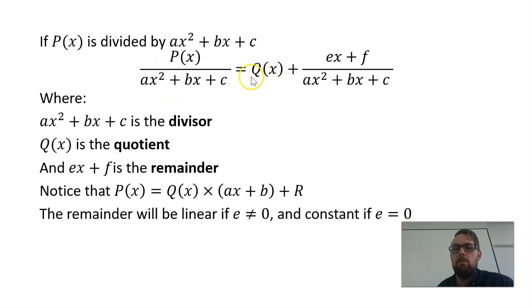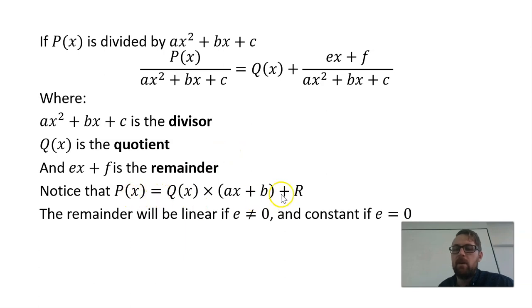Now our answer will be the quotient, plus our remainder, which will be a linear term, because last time it was a constant. So by adding this extra factor, it becomes linear, divided by a quadratic, okay? Because that's what we're dividing by. Again, we call that thing the divisor in the denominator. Q of x is called the quotient. Ex plus F, before we had that labeled as R. That's still the remainder, but it's just linear now.